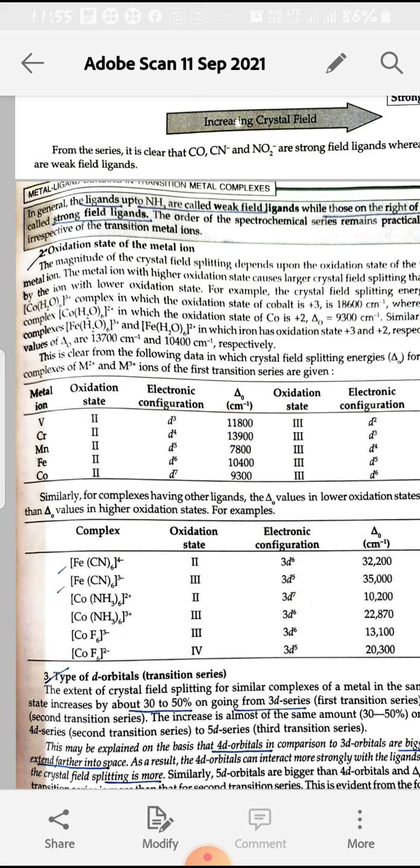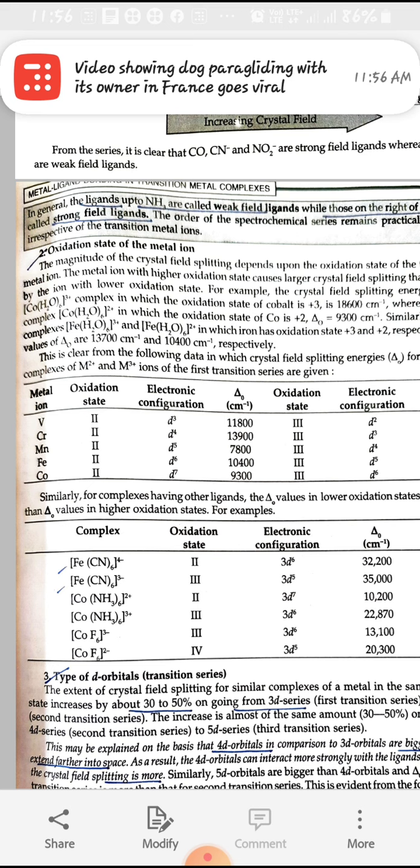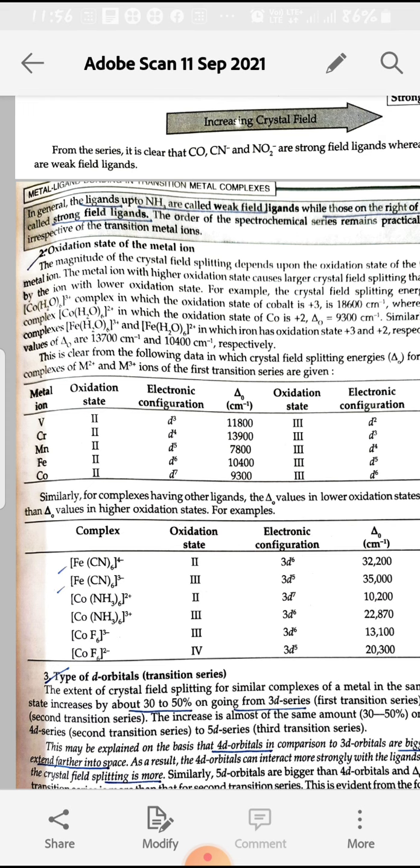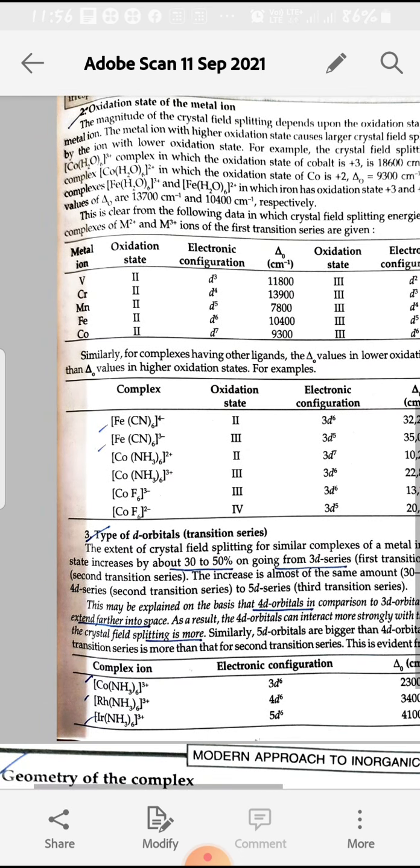It means that [Co(H2O)6]3+ has 18600 cm inverse, whereas Co2+ has 9300 cm inverse. So the greater the oxidation state of the central metal ion, the greater will be the crystal field splitting. Similarly, for [Fe(H2O)6]3+ and [Fe(H2O)6]2+, the plus 3 is the higher oxidation state, so there will be greater crystal field splitting. So this is the oxidation state of the central metal ion.